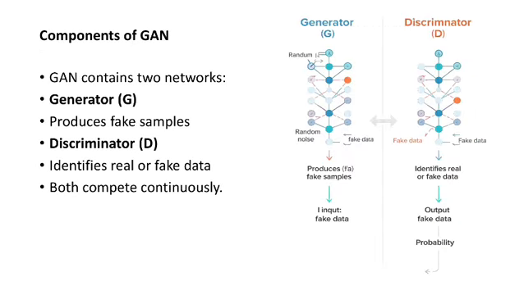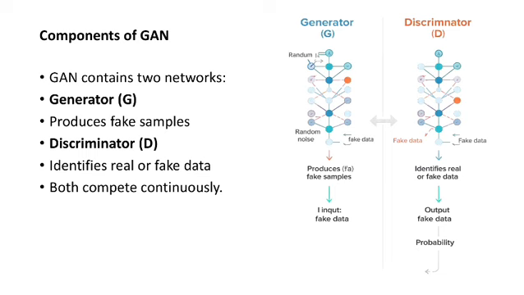Next, components of GAN. GAN mainly consists of two neural networks. The first network is the generator. The generator creates fake samples using random input data. The second network is the discriminator. The discriminator checks whether the generated data is real or fake. These two networks continuously compete with each other. The generator tries to fool the discriminator while the discriminator tries to correctly identify fake data. Because of this competition, the performance of both networks improves continuously.